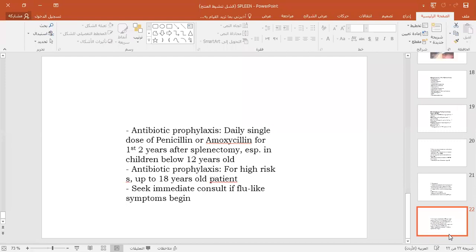And seek immediate consultation if flu-like symptoms begin after splenectomy. This is advice for the patient with splenectomy who has any flu-like symptoms. We should give consultation for a physician.